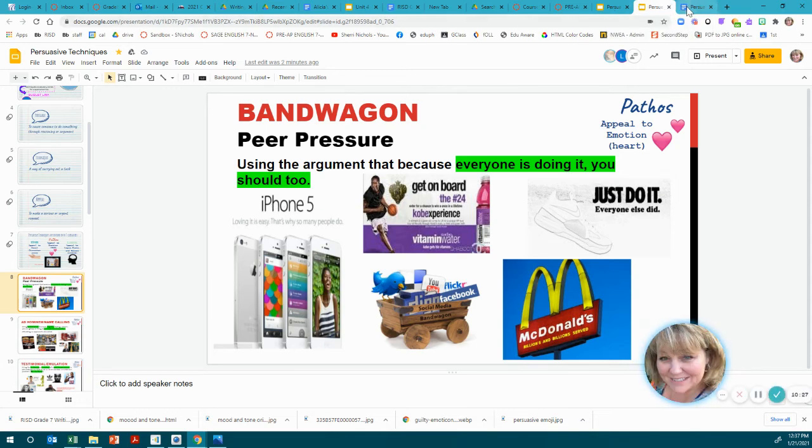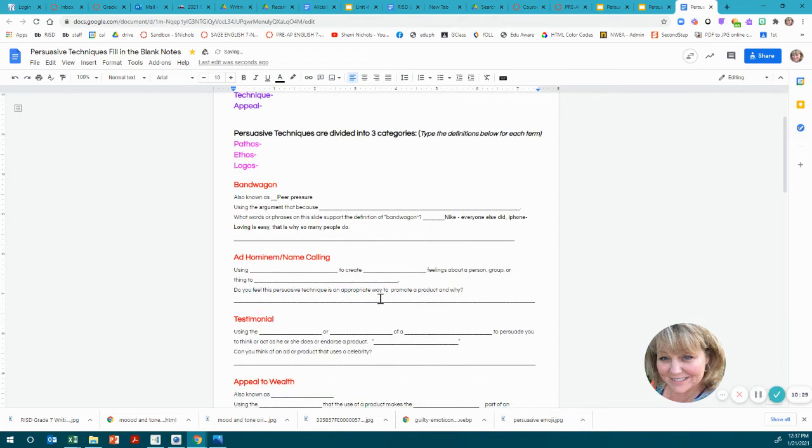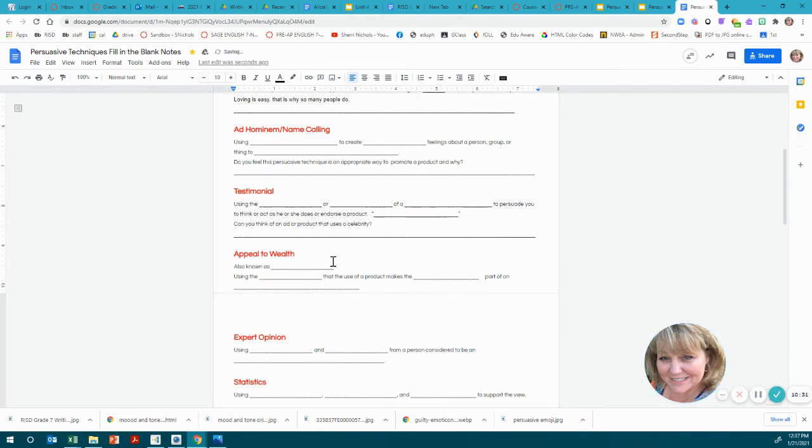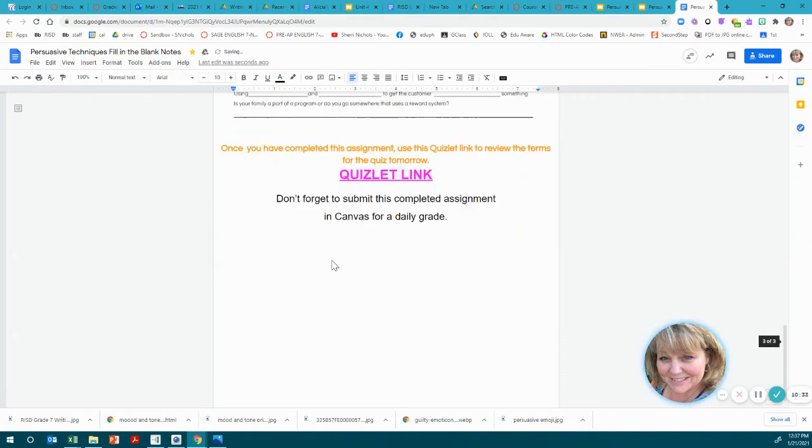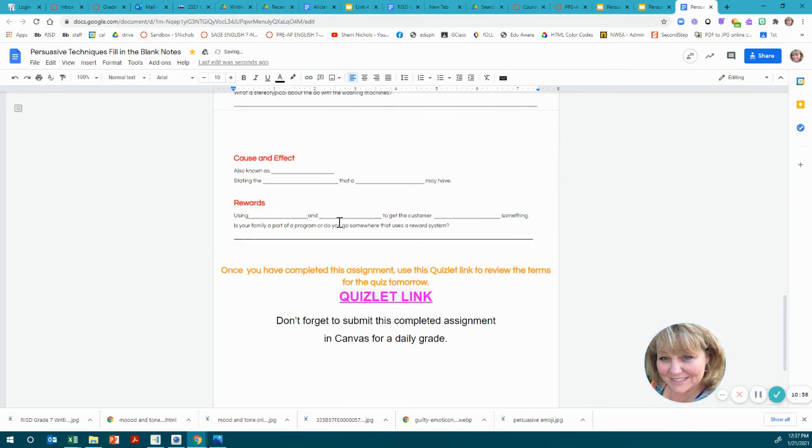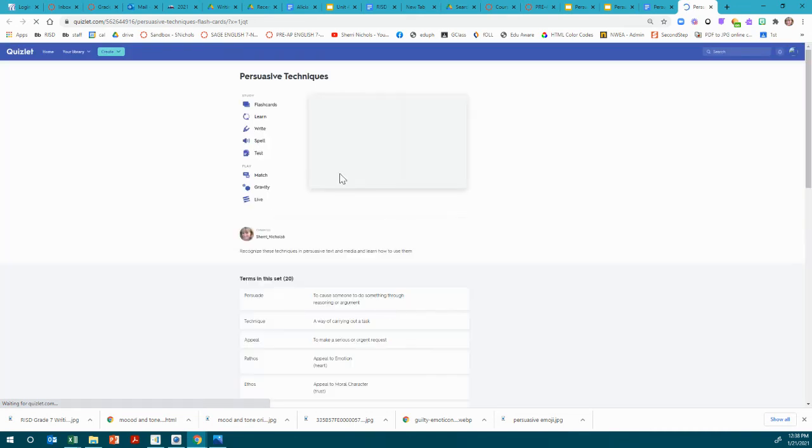You'll go through and fill in each of these. And then once you are finished filling them in, you will turn this into Canvas for a daily grade. And don't forget to use the Quizlet link. If you go to use this link and you open Quizlet, then you can review for the quiz tomorrow. And it's persuasive techniques. And you can review it with flashcards.